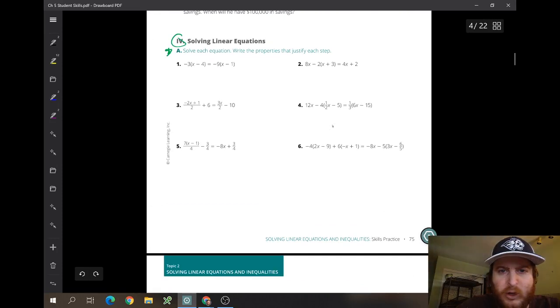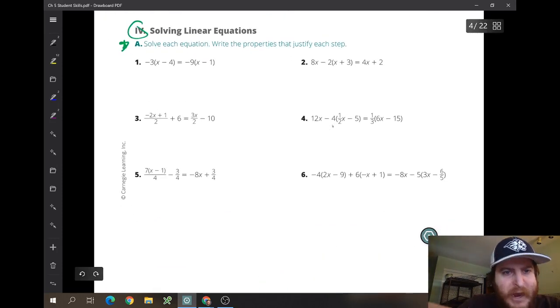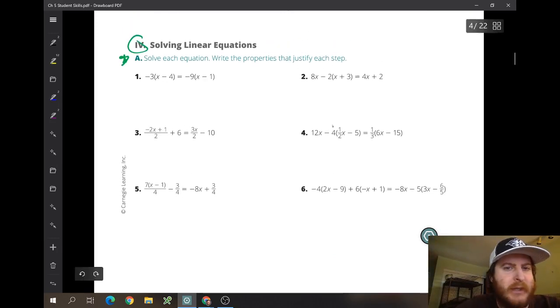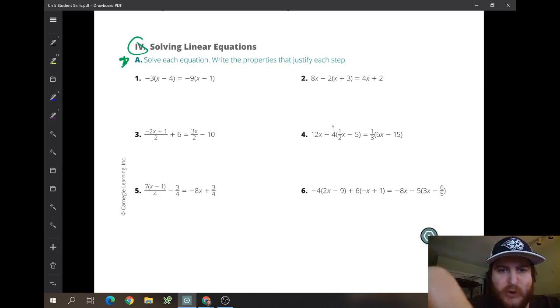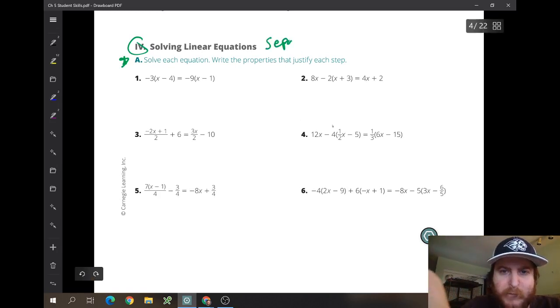But what I want you to do is just to practice it. I know it's going to be frustrating. Write the properties that justify each step. You might need more space than this. I think you will, so you should probably do this on a separate sheet of paper, because you're not really going to have enough space. I would really highly recommend doing this on a separate sheet of paper.